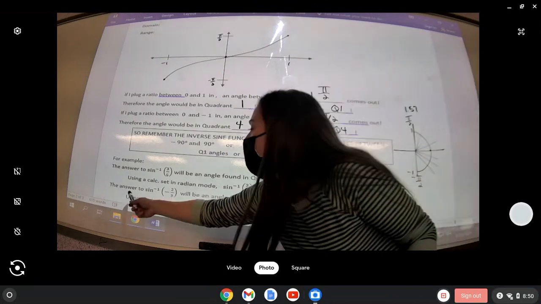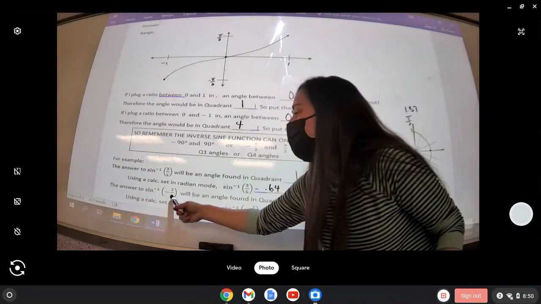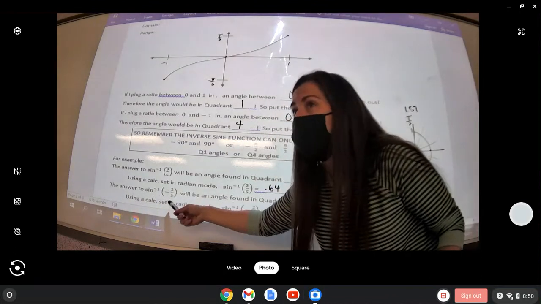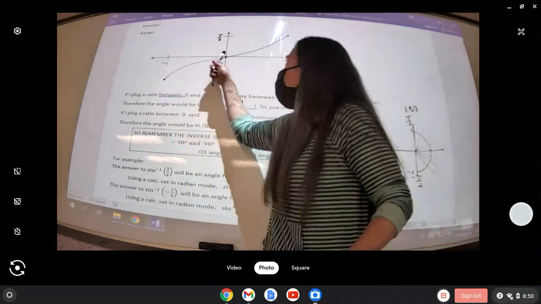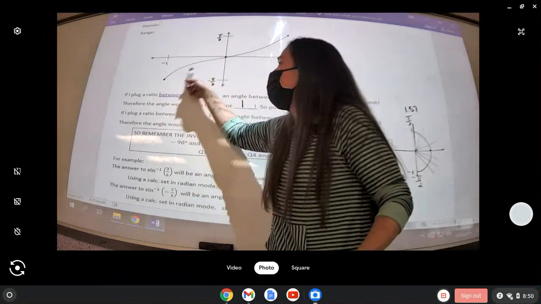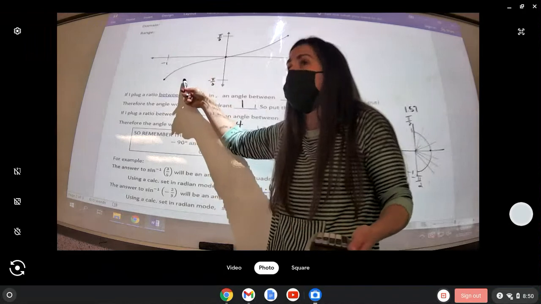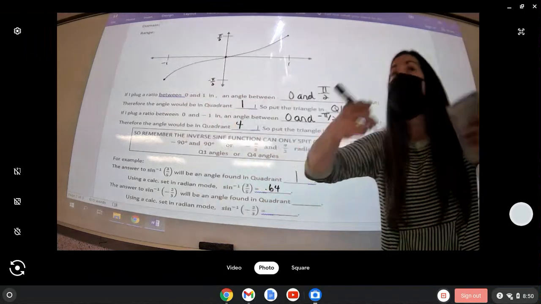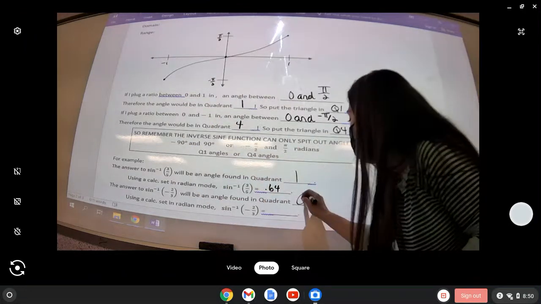All right, we know the answer to the inverse sine of negative 2/3. If you take the inverse sine of a negative ratio between 0 and negative 1, the answer to that question is somewhere between 0 and negative pi over 2. It's some quadrant 4 angle.